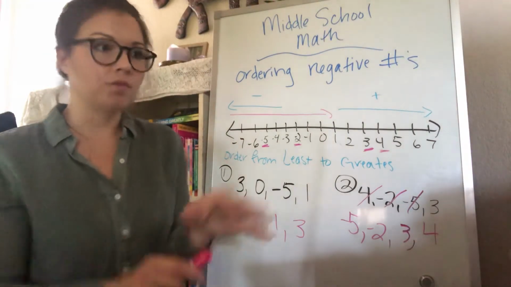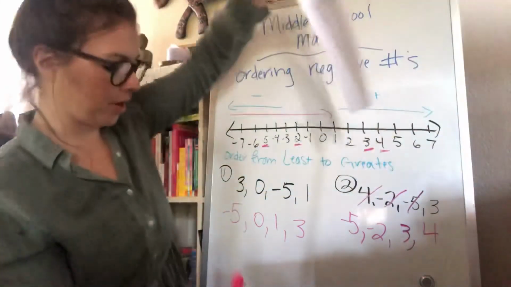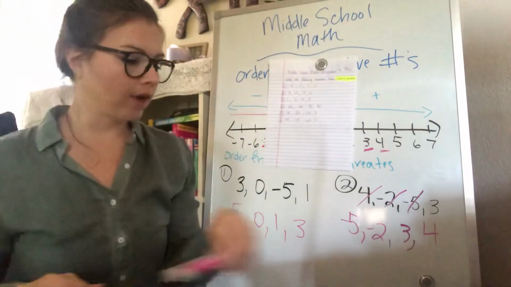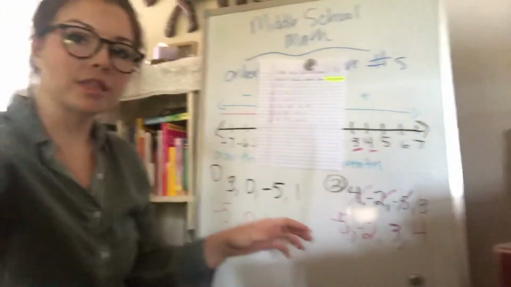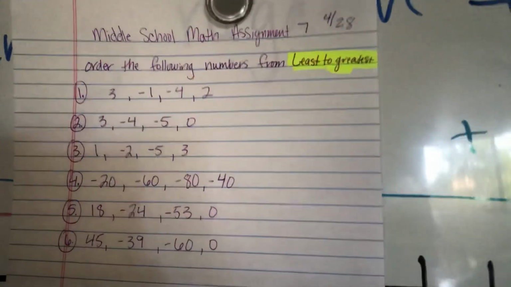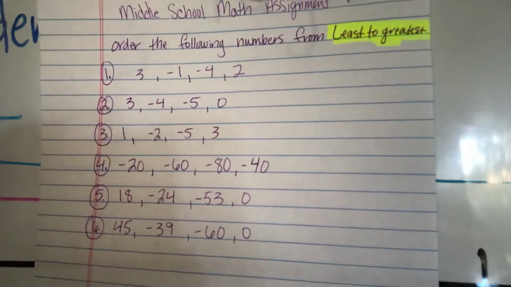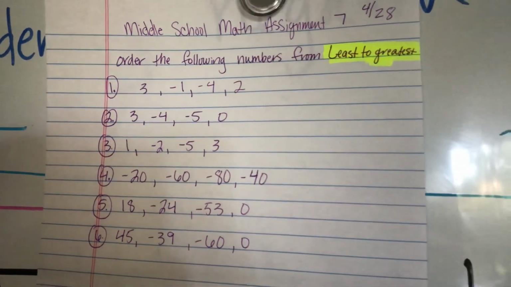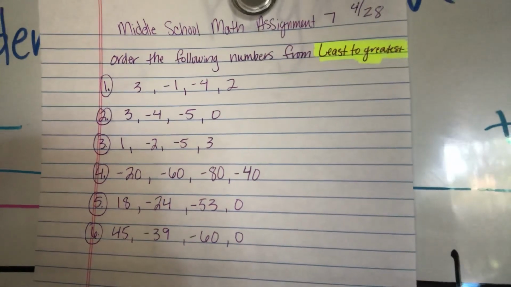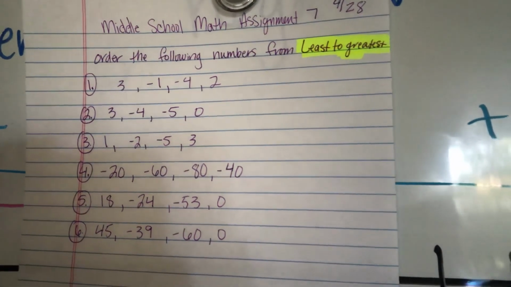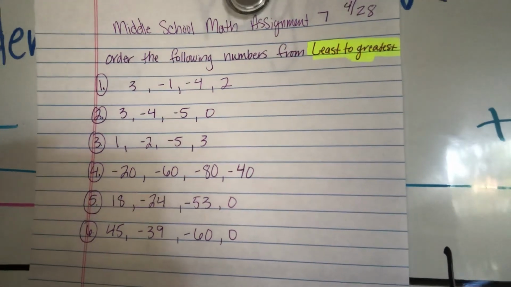Okay, so that's all we're doing for this assignment today. So I'm going to put it up here for you. Grab a piece of paper and a pencil. Write this down. Okay, remember you're ordering them from least to greatest. I even highlighted it there for you so that there weren't any misunderstandings. Least to greatest, smallest to biggest. And you'll see for those first 3, you'll be able to use the same number line we used in the video. The last 3, you're going to have to use your brain a little bit.